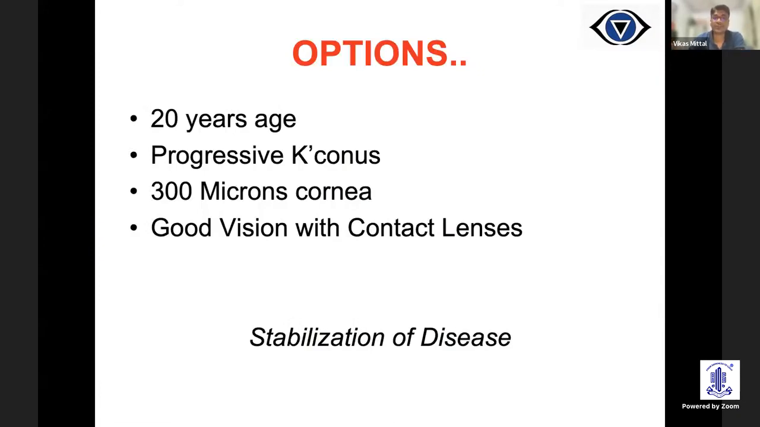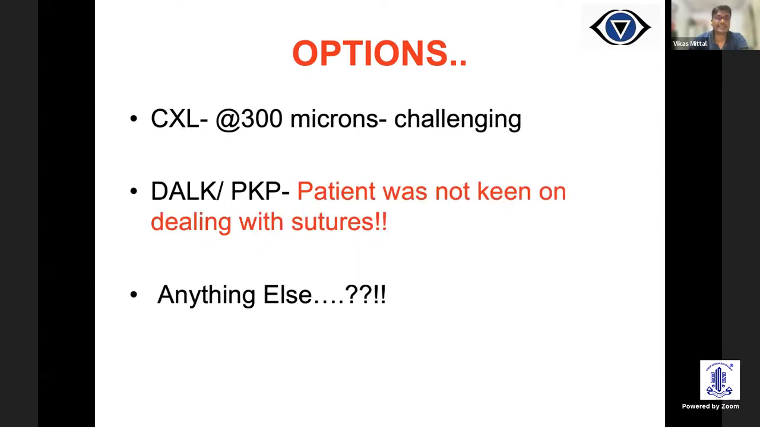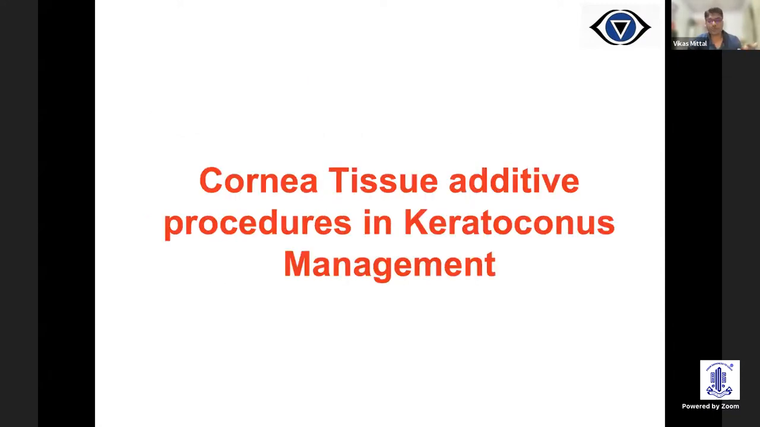He has good vision with contact lenses and the pachy is 300 microns. We want to stabilize if possible because he can use contact lenses. But how can we stabilize this? Cross-linking at 300 microns will be very challenging, and the patient didn't want to do any DALK or PKP. Is there anything else? So these are the kind of patients where the thought process of corneal tissue additive procedures came in. And let's go through what all have been described so far.